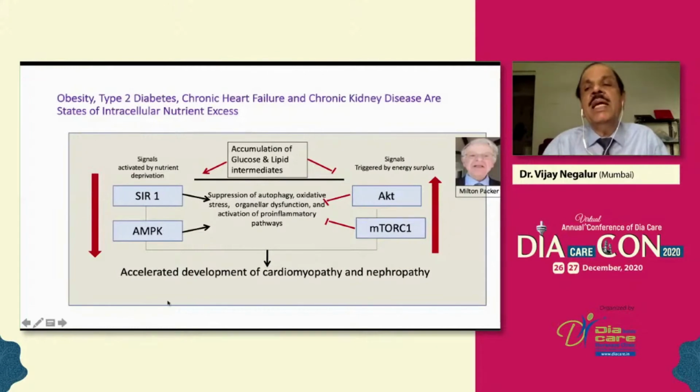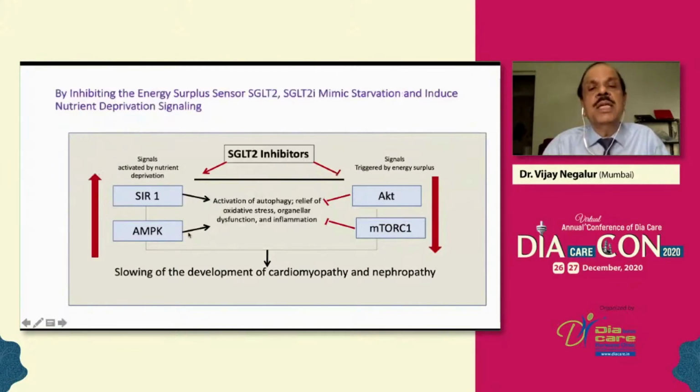So this was explained very elegantly by Milton Packer in the last EASD meeting, which was again a virtual meeting, which said that the accumulation of all the glucose and lipid intermediates is responsible for the decrease in SIRT1 and AMPK, and that is the one which suppresses autophagy and increases the AKT and mTOR pathway. What the SGLT2 inhibitor does is activate autophagy, which is a very important part, and relieves the oxidative stress, and of course the dysfunction of other organelles and inflammation. With that, you get excess SIRT1 and excess AMPK and reduction of the AKT and mTOR pathway. This is how it slows the development of cardiac disorder in patients with diabetes, and that's where you get the benefit.